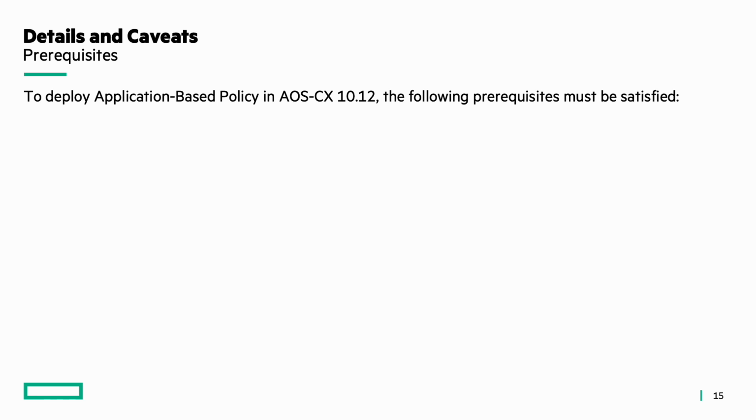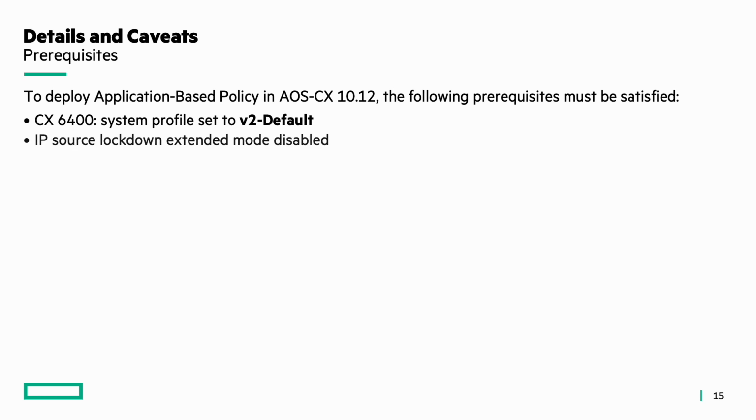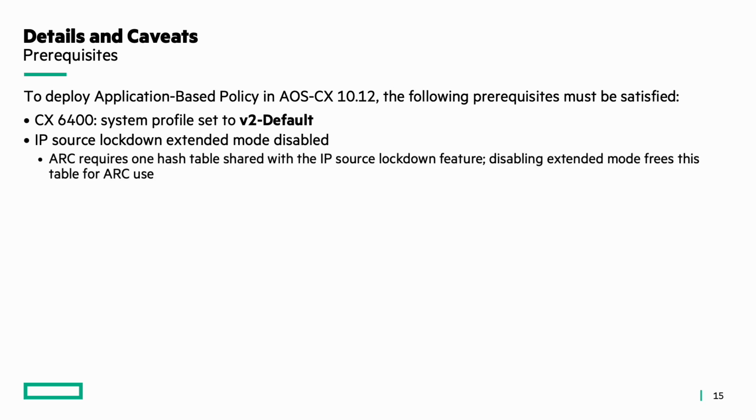There are a number of prerequisites to deploying app-based policy in AOS-CX 10.12. First, for the CX6400, the system profile must be set to version 2 default, which means that only version 2 line cards will operate in the chassis. Second, IP source lockdown extended mode must be disabled. The app recognition feature requires one hardware hash table that is shared with the IP source lockdown feature, so disabling the extended mode frees this table for app recognition use.